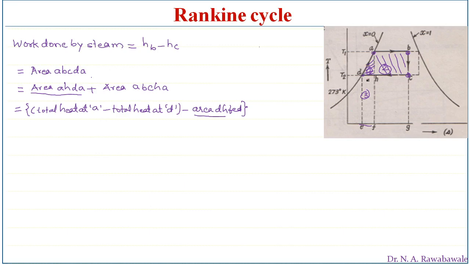This area 3 is subtracted. So first, area AHDA, we want to find out area AHDA. So first, total heat at A minus total heat at D gives us the complete area from A to EF.